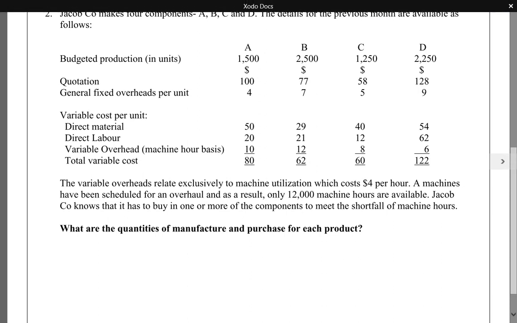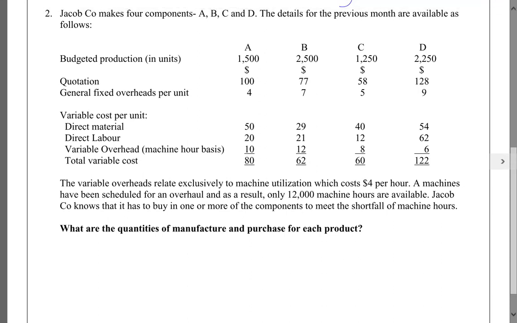Jacob makes four components, A, B, C, and D, again. And the details for the previous months are available as follows. Budgeted production for A to D. Quotation. You know what's quotation? Price, right? So you want to buy from a supplier, you get quotation, then you compare the price. So in other words, this is the price. Purchase price or selling price? Purchase price. You get quotation, so it's a purchase price. So if you buy, you pay this.